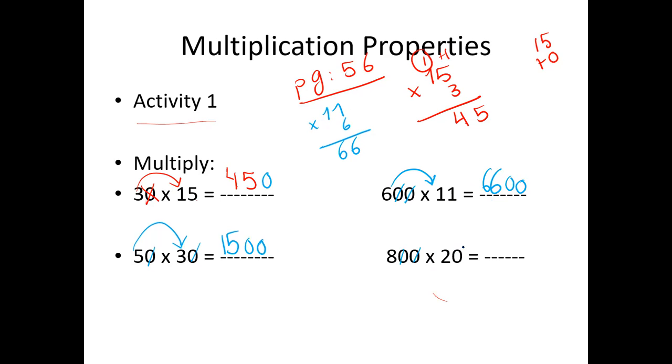Let's skip here also the zeros on both sides. 8 times 2, how much? 16. How many zeros did I skip on both sides? 1, 2, 3. We will count all the zeros, so 3 zeros. Not just on one side, on both sides. Okay? We have finished activity 1.